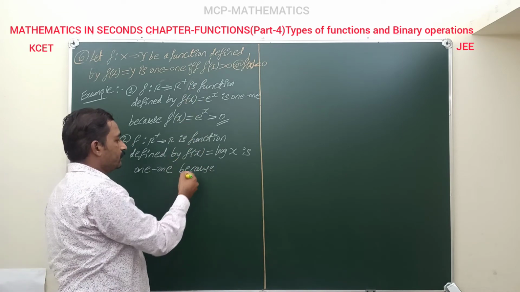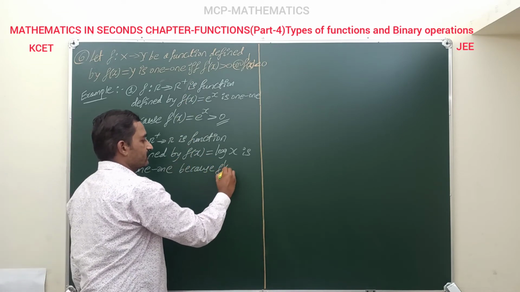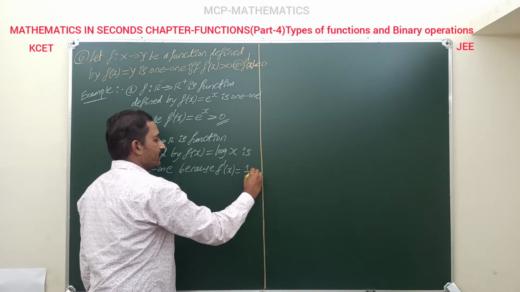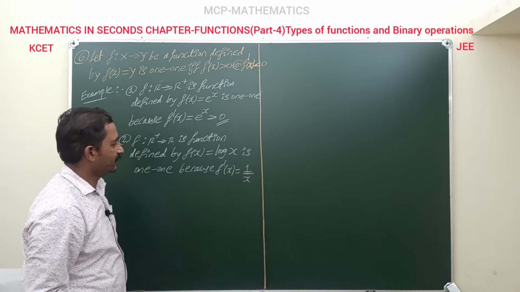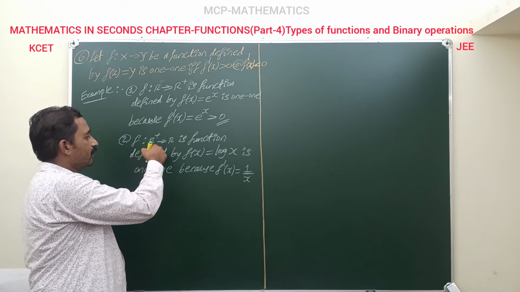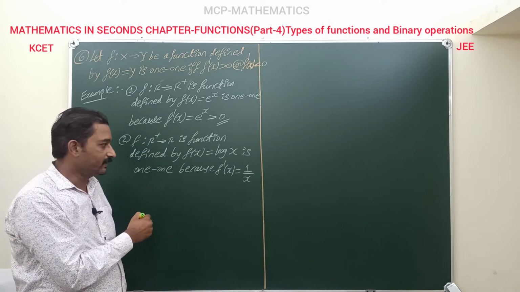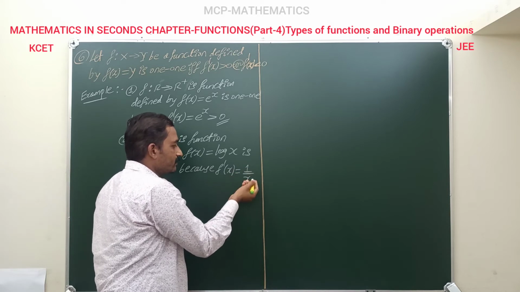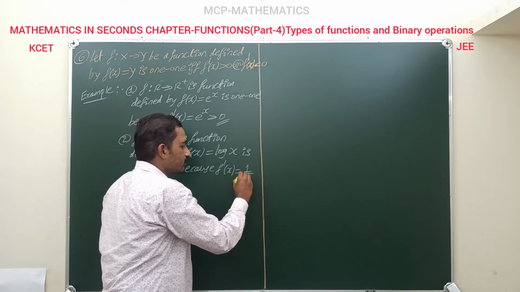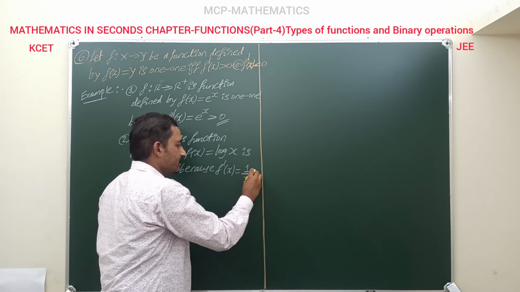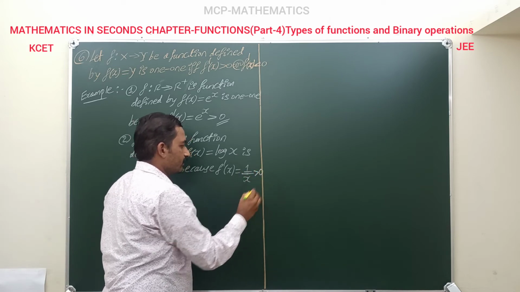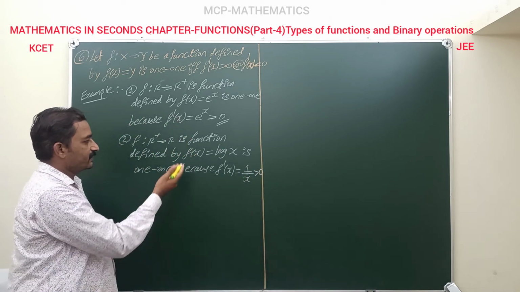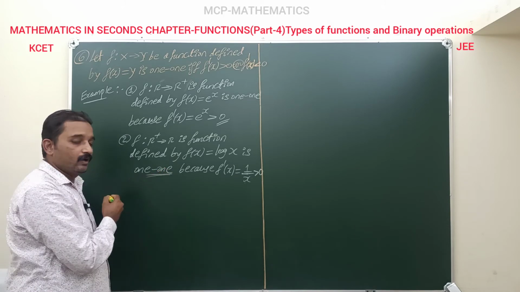In this case, find the differentiation: f dash of x is 1 by x. Here, 1 by x is not equal to 0. The input values are all positive real numbers, and 1 divided by a positive real number is positive. It is not equal to 0 and not undefined, so it is strictly greater than 0. Hence it is an increasing function, so we can call this one-one.